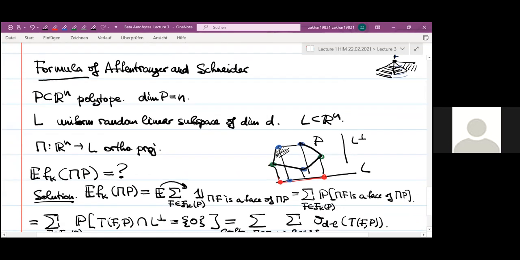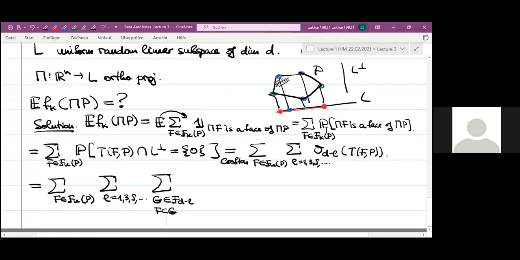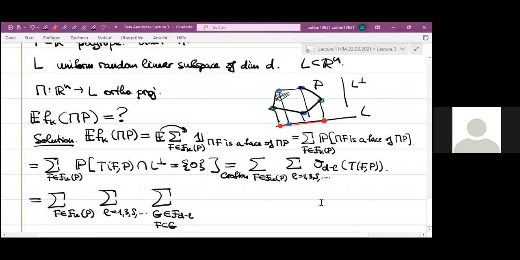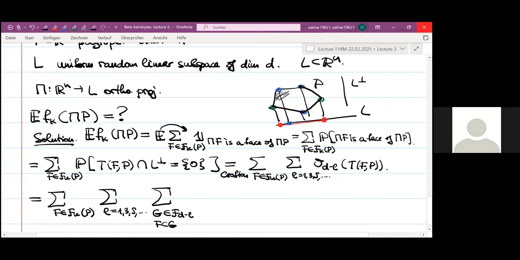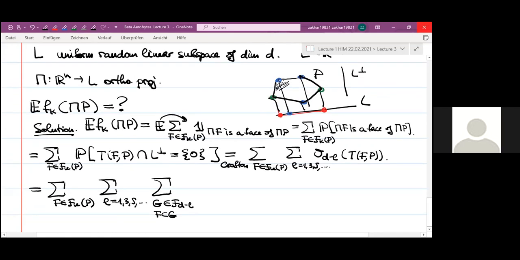Now, what is the angle of the face of the tangent cone corresponding to this G? On this picture, it's just this angle, these angles, right? And they are called the internal angles of the face. So they are called beta of F inside the face G. And roughly speaking, I think I already defined something like this, but roughly speaking, this is the following thing.